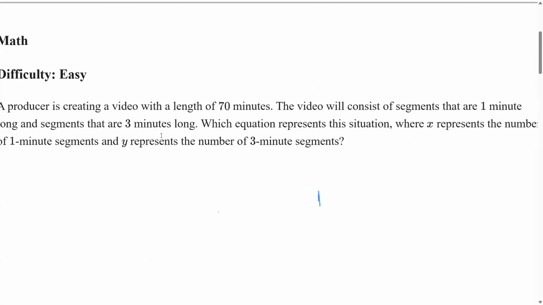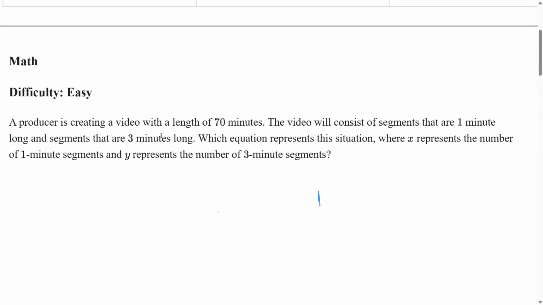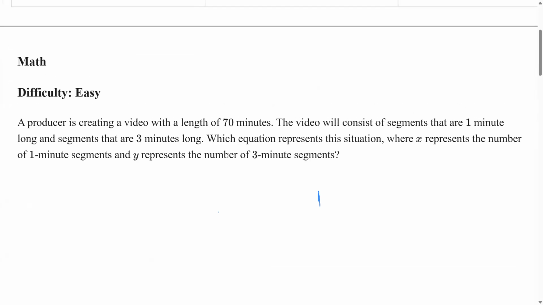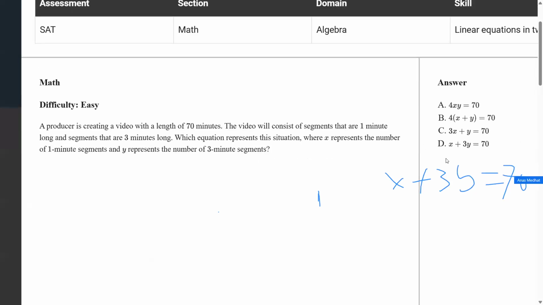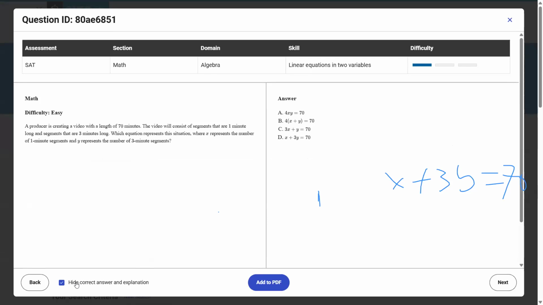A producer is creating a video with a length of 70 minutes. The video will consist of segments that are 1 minute long and segments that are 3 minutes long. Which equation represents the situation? X represents the number of one-minute segments and Y represents the number of three-minute segments. X plus 3Y equals 70. Answer is D.